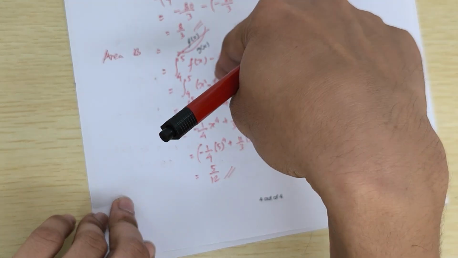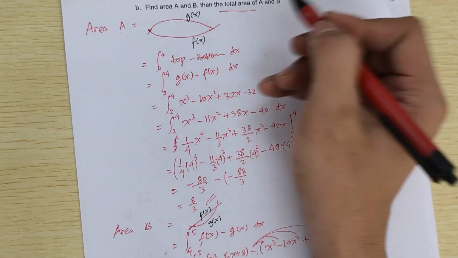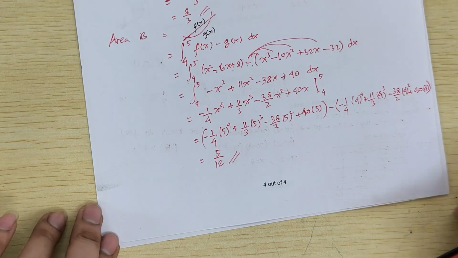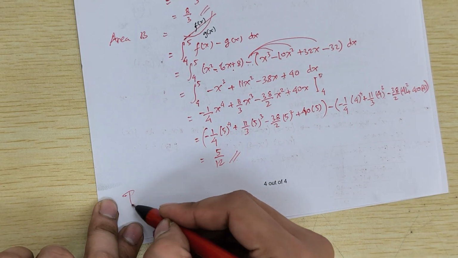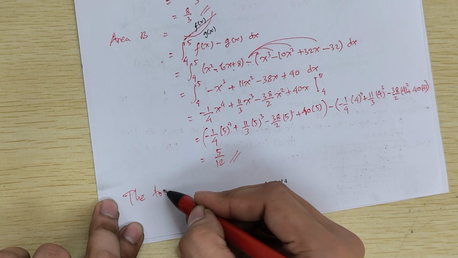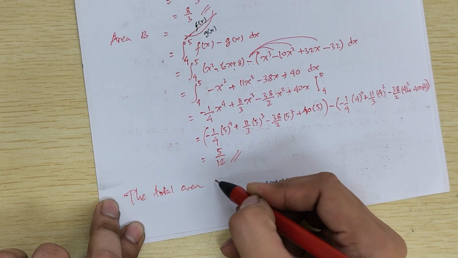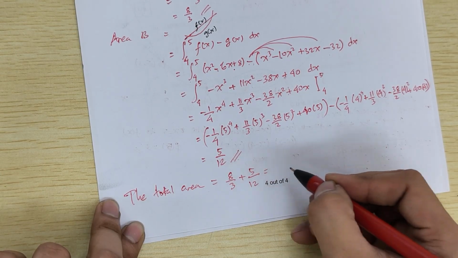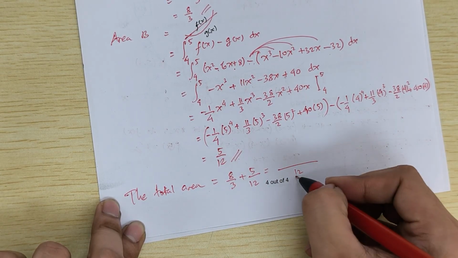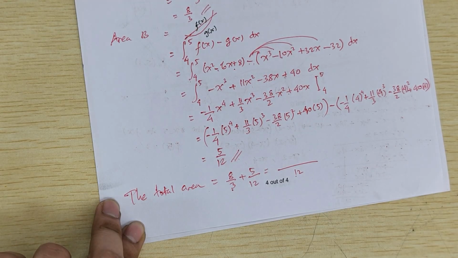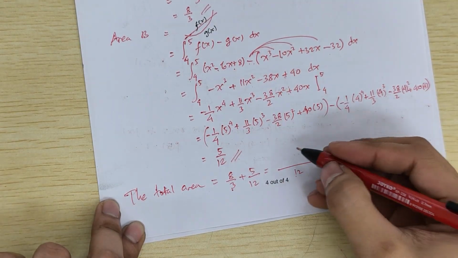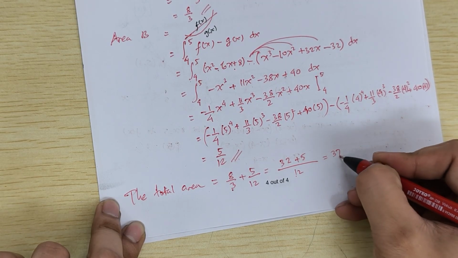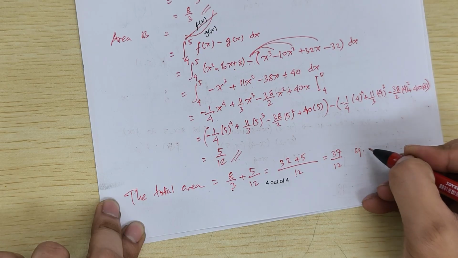This one, area A and area B, and then you find the total area. Make sure you read the whole questions, yeah, so you will know what to answer. And then the total area, just add them together. The total area, 8 over 3 plus 5 over 12. We make the denominator equal. 12 divided by 3 gonna make 4. 4 multiplied by 8 gonna make 32. And then it's 37 over 12 square units.